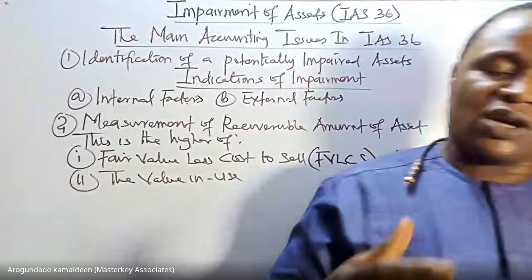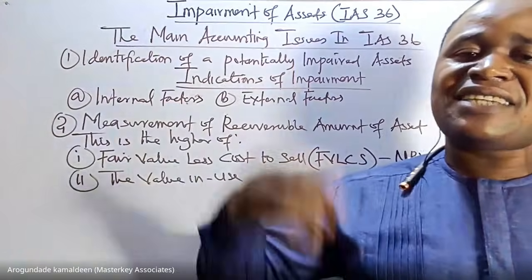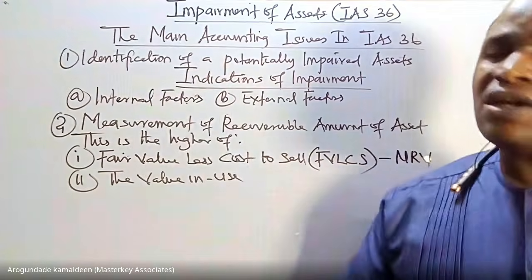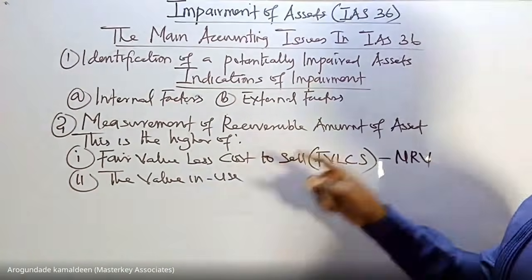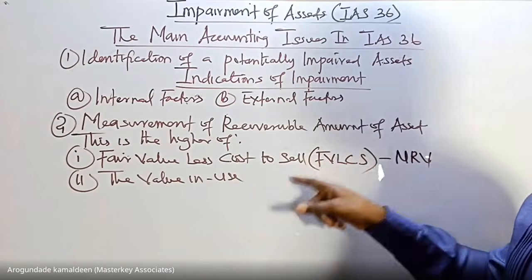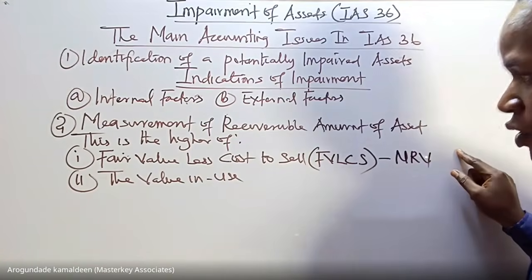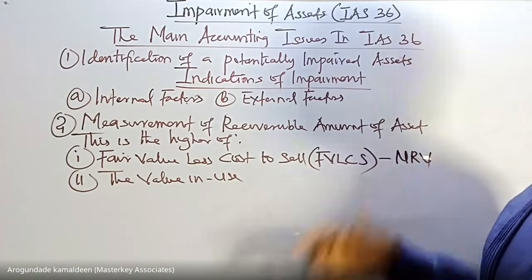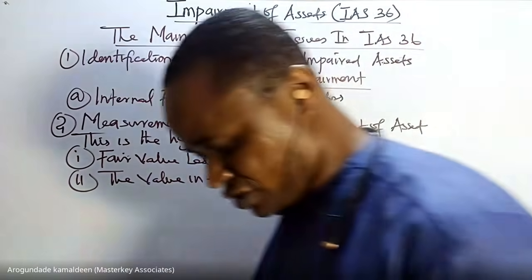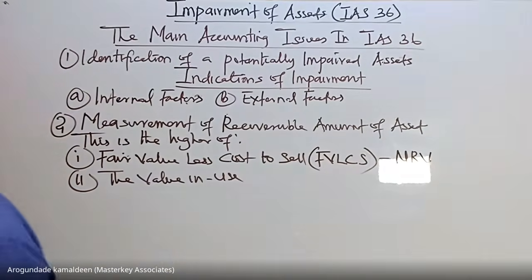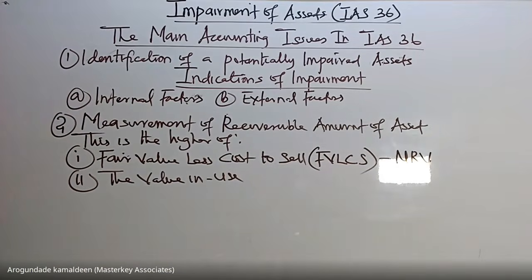Less what? Any associated disposal cost. So the fair value less cost of sale is the estimated selling price, or the fair value minus disposal cost. Is that clear?